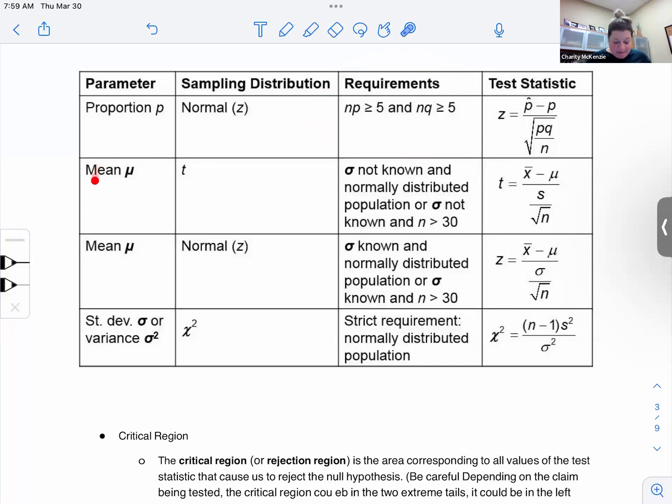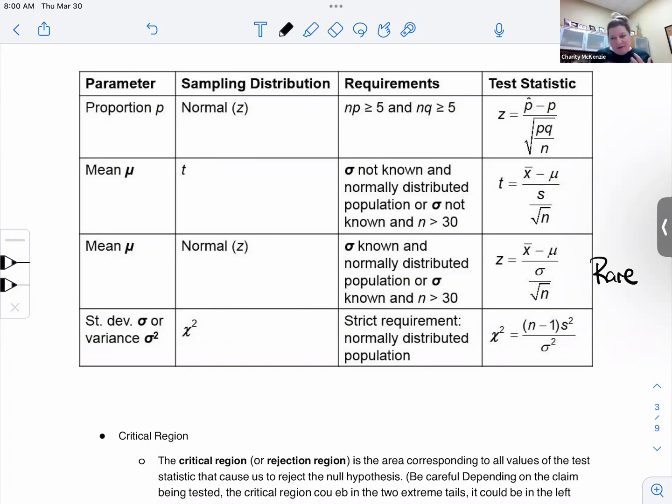For the means, we're going to talk about a known standard deviation and an unknown standard deviation. This right here is very rare. Think about this. I'm collecting data. How often do you have the population standard deviation? Never. Like, if I had information about the full population, I wouldn't need a sample.